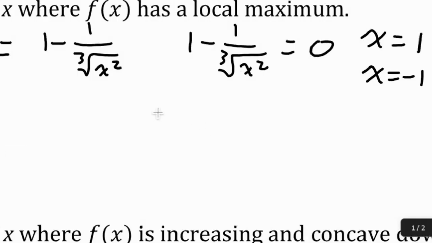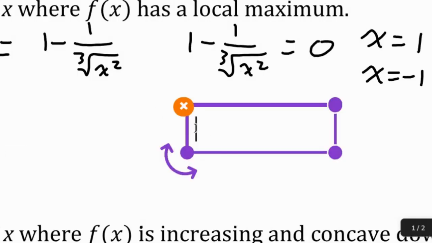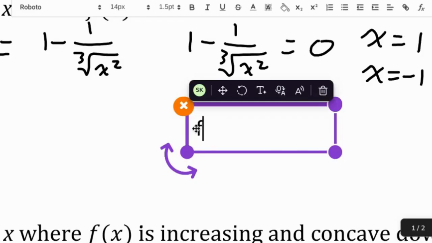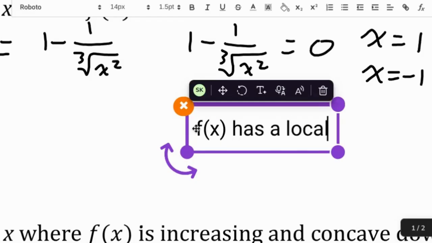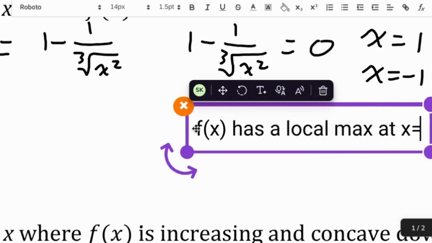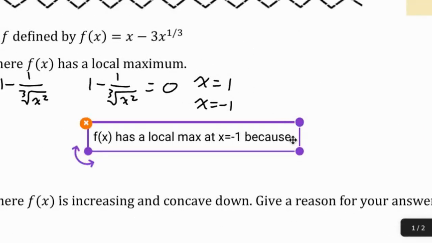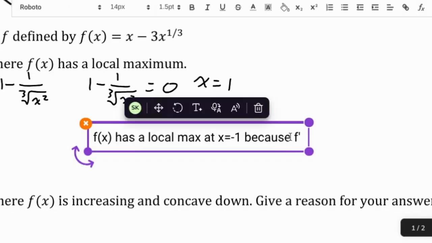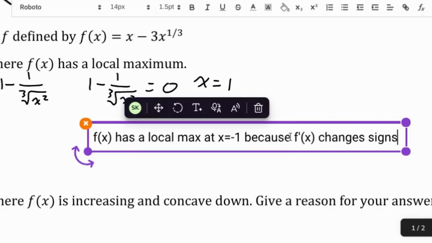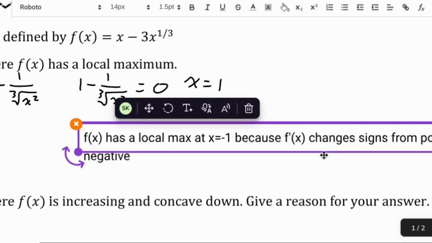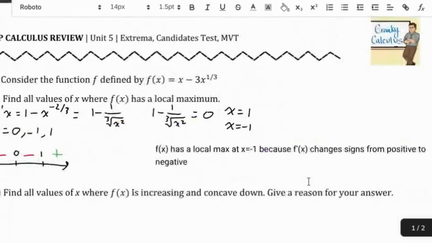So we'll say that f of x has a local max at x equals -1 because f prime of x changes signs from positive to negative. And yeah, so that's your answer.